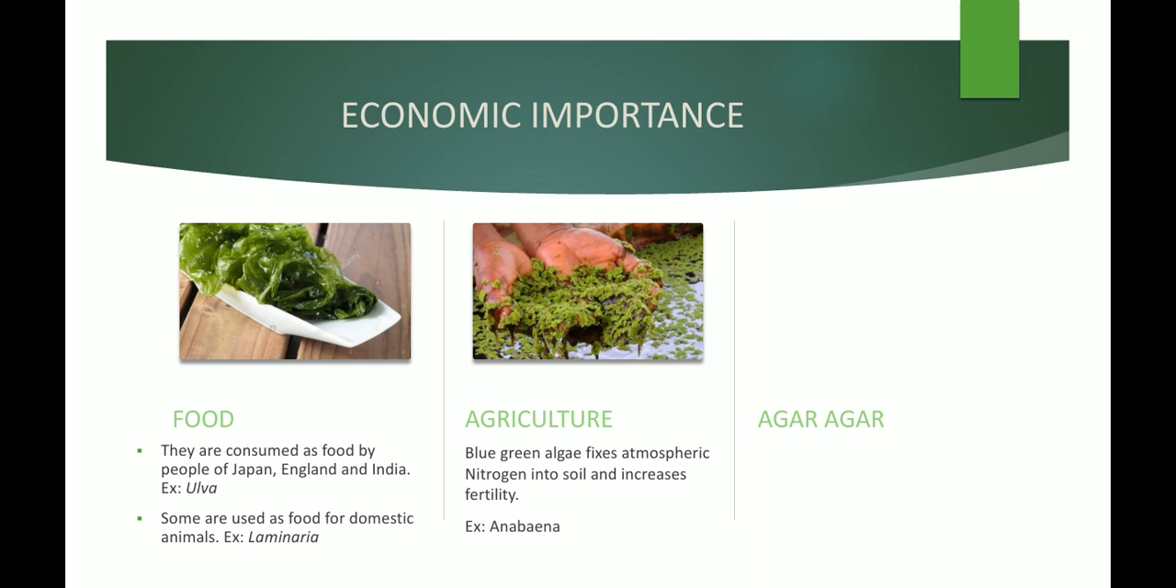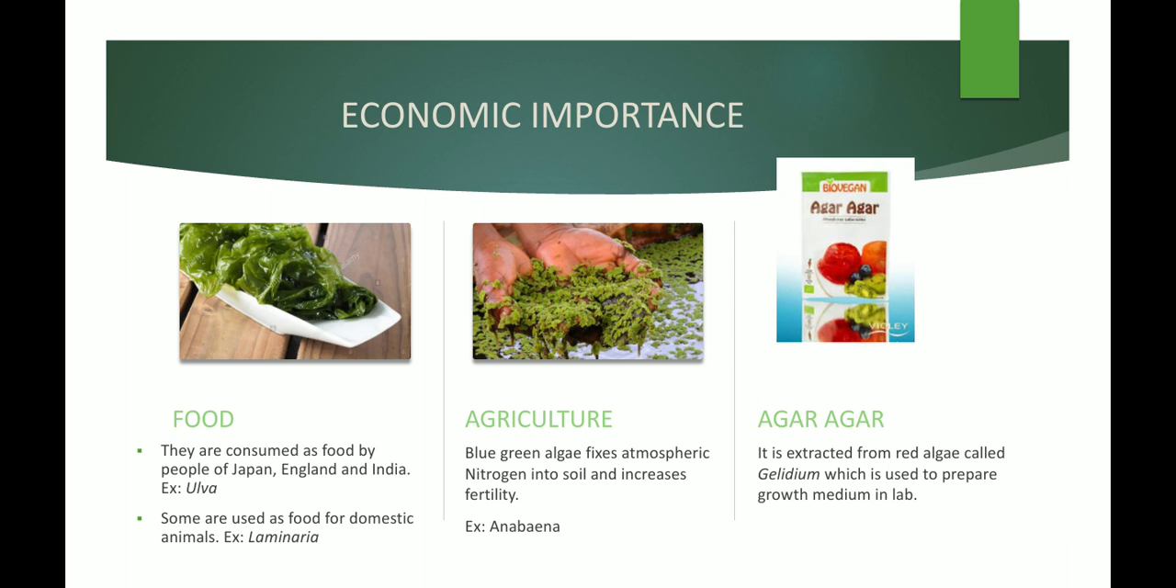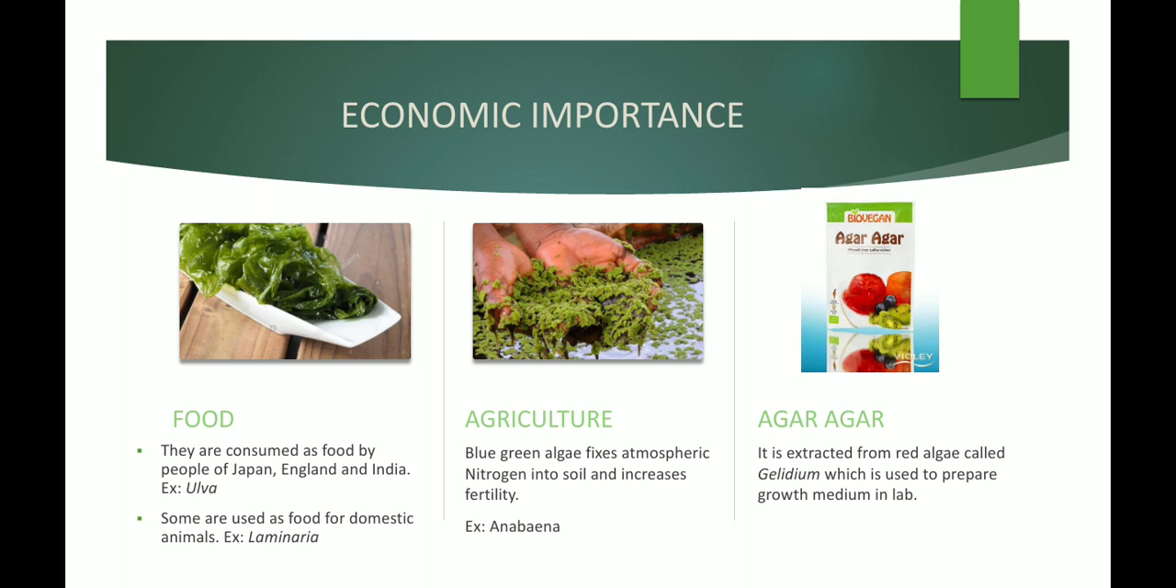The next one is agar agar. Agar agar is a commercial product which is sold in the market, which you get very easily. It is extracted from a red algae called Gelidium, which is used to prepare growth mediums in the lab, as well as in preparing many jelly substances or candies. Agar agar is a powder which, when you add it to hot or warm water and continuously stir it, becomes a jelly-like substance used in preparations of candies or jelly substances, and also in the preparation of growth medium in the lab.